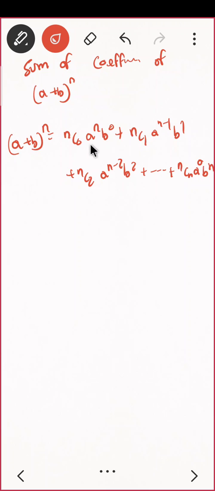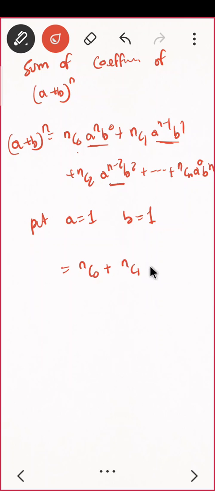Now if you want to find the sum of coefficients, that means what? You have to put these values as 1. How can you do that? If you put a equal to 1 and b equal to 1, what will be your right hand side? It will be just nC0 plus nC1 plus nC2 plus up to nCn. Do you agree? This is just giving me the sum of coefficients. And on the left hand side, the answer will be 2 raised to n. So what was my question? Sum of coefficients of a plus b raised to n. The answer will be 2 raised to n. Do you agree?